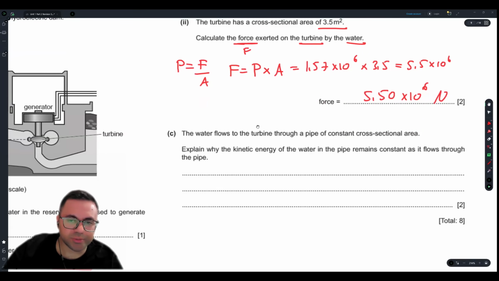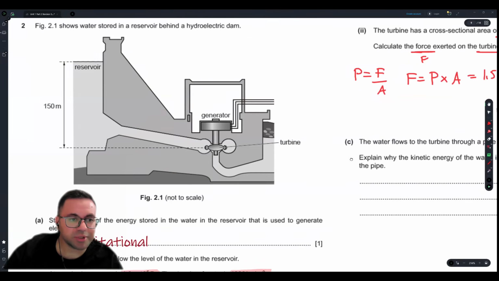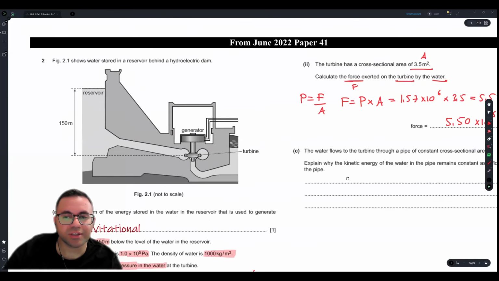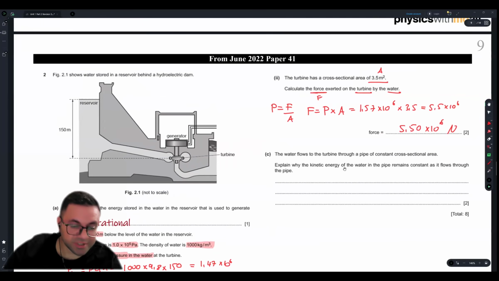The water flows to the turbine through a pipe of constant cross-sectional area. Explain why the kinetic energy of the water remains constant as it flows through the pipe. Because what? Why would the speed stay the same? Kinetic energy means the speed. So why would the speed remain the same? I want you guys to guess just a little bit.